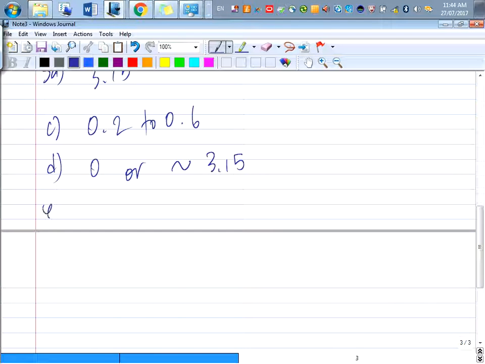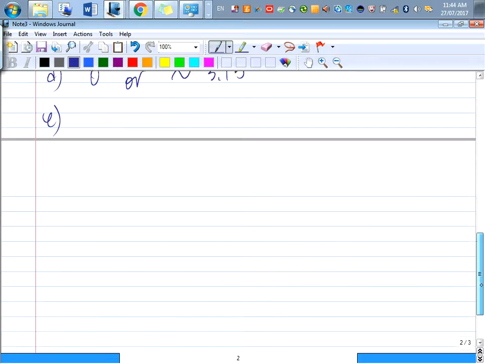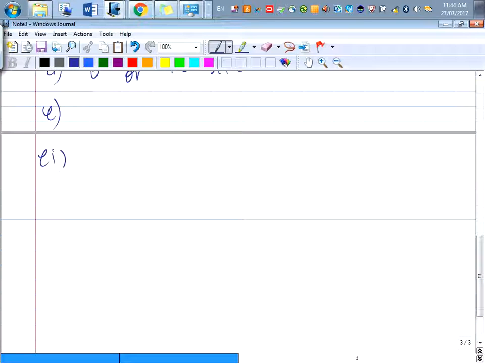Then part E. You should draw the graph of y equals to, what do you get? Brian, do you know how to do this? Anybody knows how to do this? Part E, part 1. The graph question. Just do the questions, it doesn't matter.